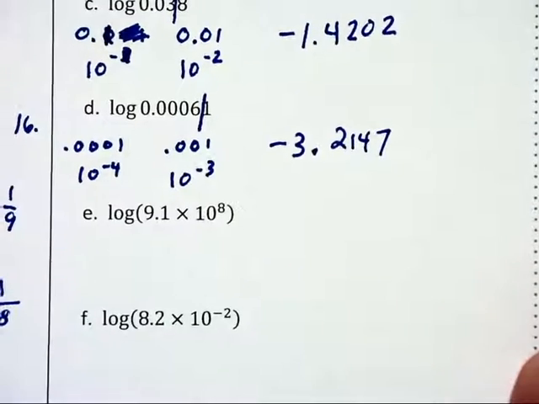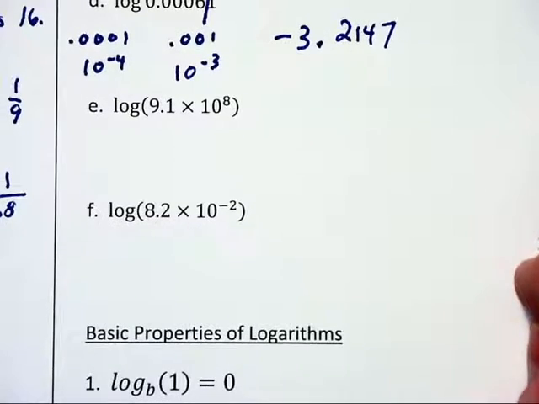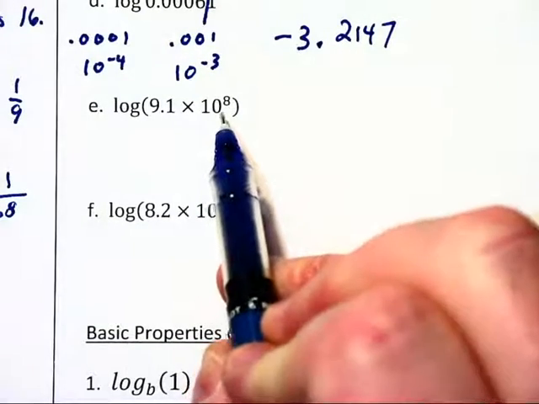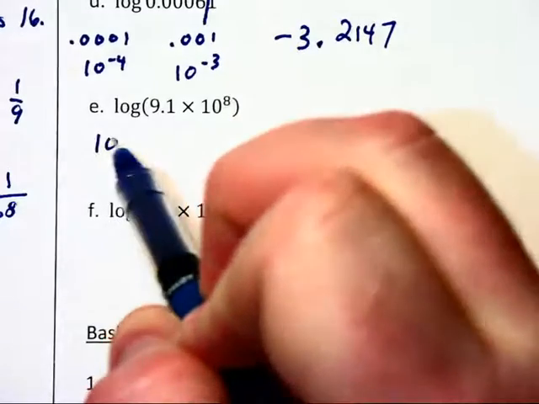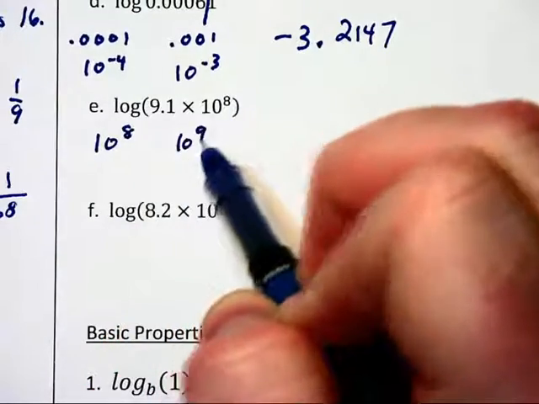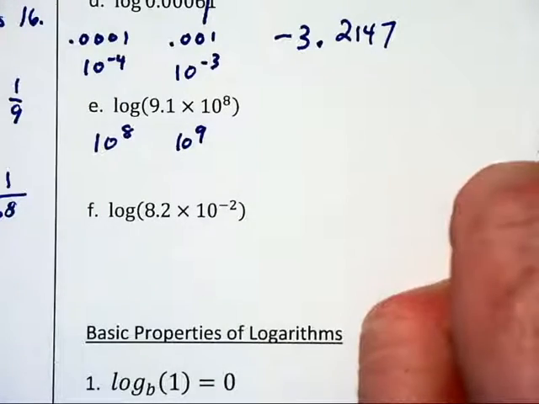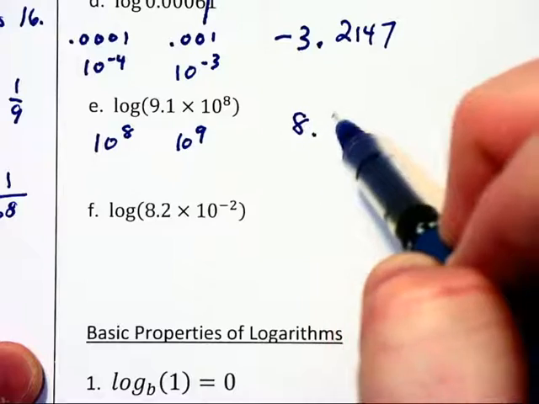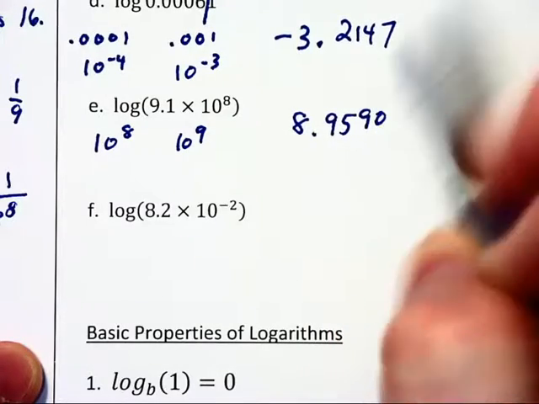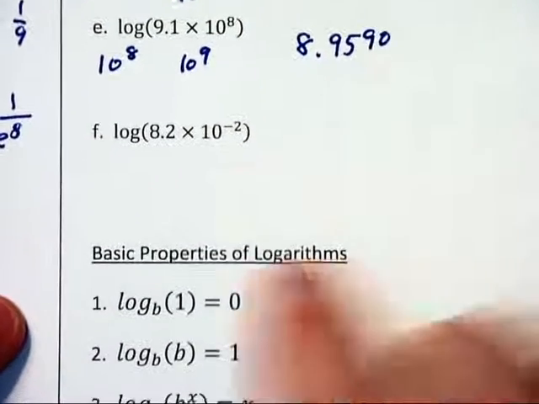-3.2147. This next problem is, as you can see, a little bit larger than 10 to the 8th power. This will be between 10 to the 8th and 10 to the 9th, and so our answer should be between 8 and 9, and it is when you write 8.9590.